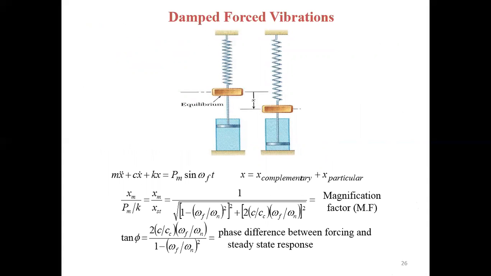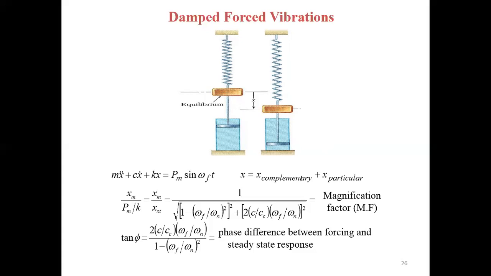Now damped forced vibration, right? We studied free damped vibration, where the force is produced only initially, and after that it is released from the system. But here the force is continuously applied on the system, so it's called forced vibration. And also a damper is used in the system, so it's called damped forced vibration. For damped forced vibration, the equation of motion becomes m x double dot plus c x dot plus k x is equal to P m sine omega f t, right?